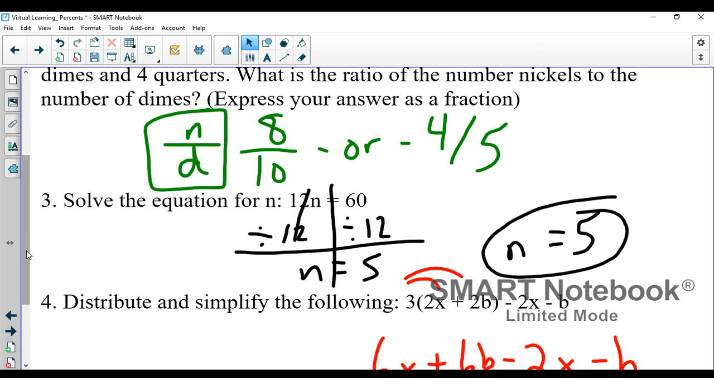Number three says solve the equation for n. 12 times n equals 60. Remember, when a number and a variable are next to each other, that's showing multiplication. And the inverse of that is division. 60 divided by 12 is 5.